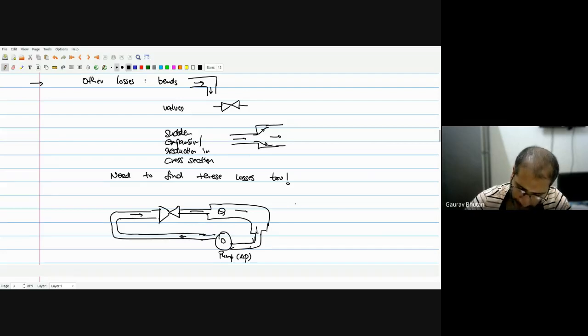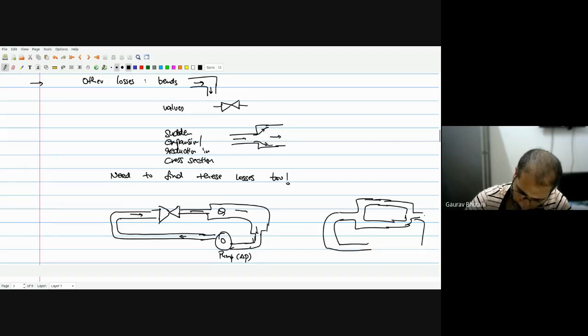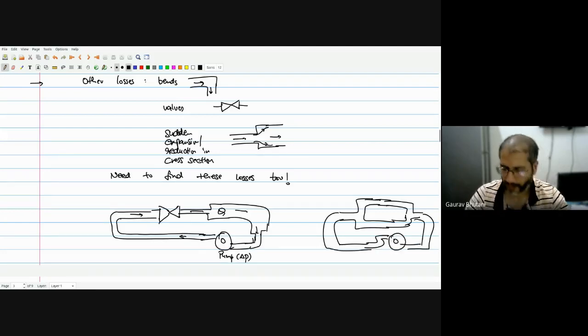You may also have a situation where it is a more complex system, where you have a pipe splitting into two parts of, let's say, different diameters, and then something happens, and then they connect back. That kind of problem may also be there. So you may have to estimate the pump power in this kind of situation.